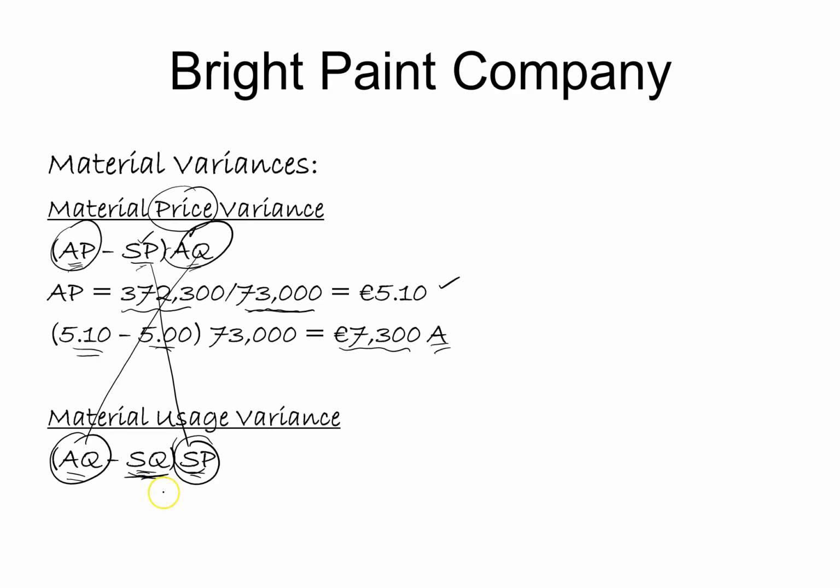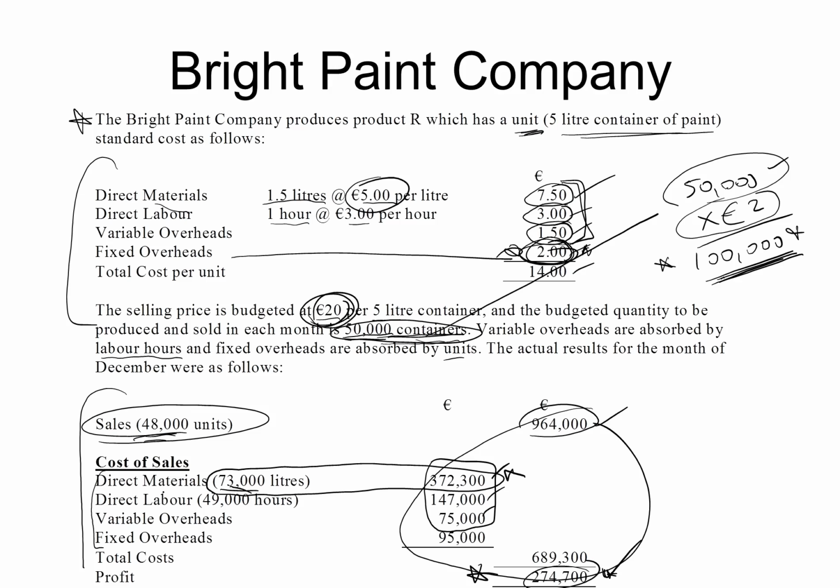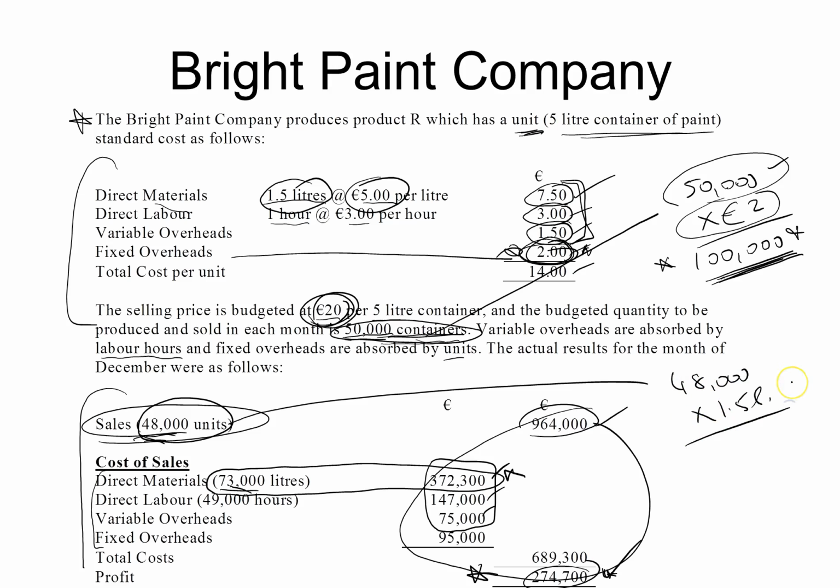Now the standard quantity is the amount that should have been used given the actual level of output. So if we go back to the question here, we can see each unit should have used 1.5 litres, and we actually produced and sold 48,000 units. So 48,000 units by 1.5 litres per unit, well, that would give us 72,000 litres. So that's the standard quantity.